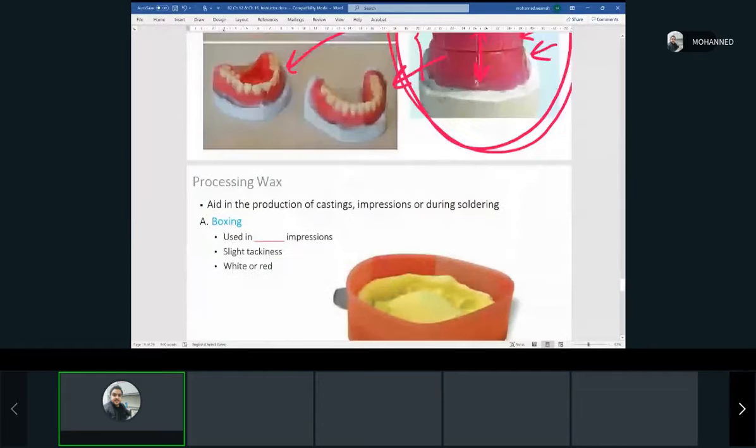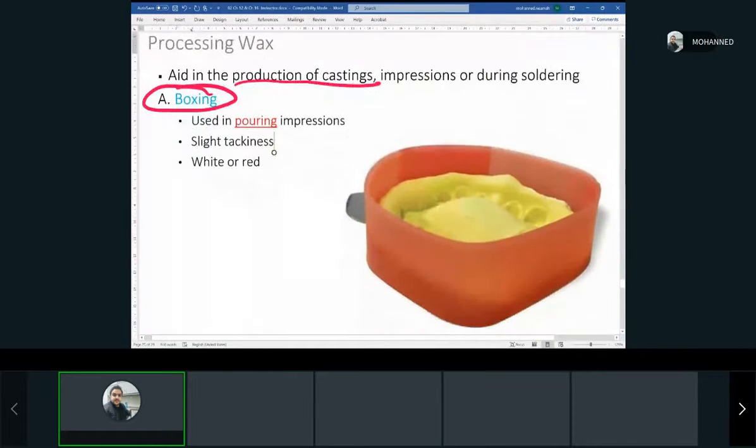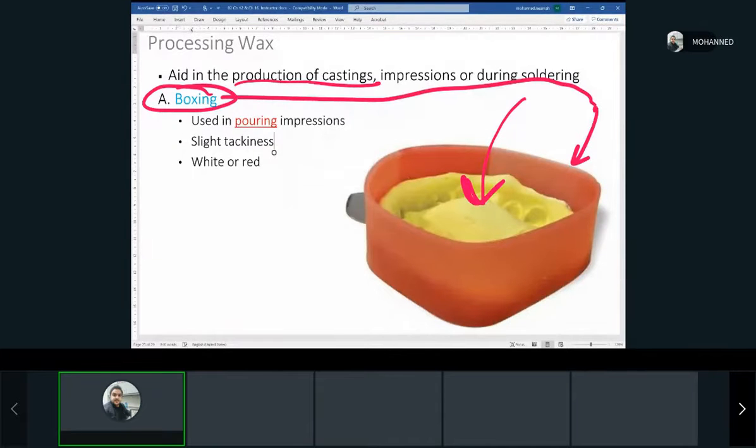So processing wax, again, as I said, will help in making impressions or casts. For example, boxing wax is used in pouring impressions. If you see this picture, you can see that we have an impression here, and we put a wax around it, and this is the boxing wax. The wax that we use to make a box around the impression. So when we pour the impression, the plaster would not fall all around, so we can make a bigger base or art portion of the impression when we pour it.